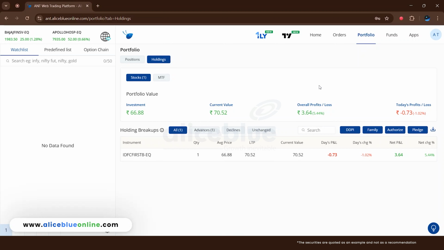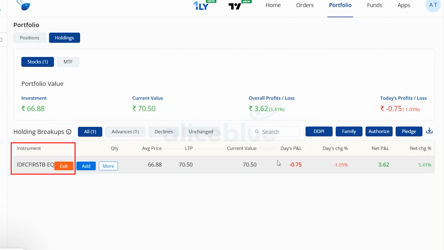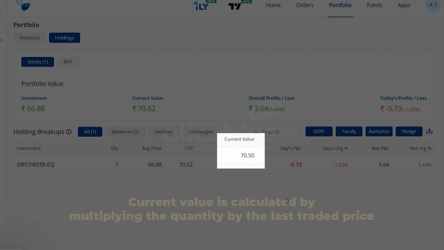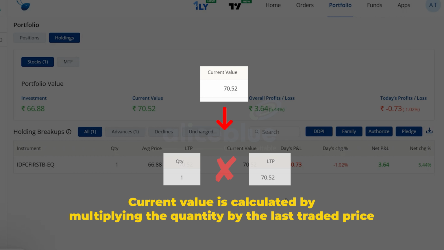This is for the stocks you currently own in your Demat account. Here, you can see the stock name, the quantity of shares you hold, the average price you bought them at, the current market price, and its current value. Current value is calculated by multiplying the quantity by the last traded price.